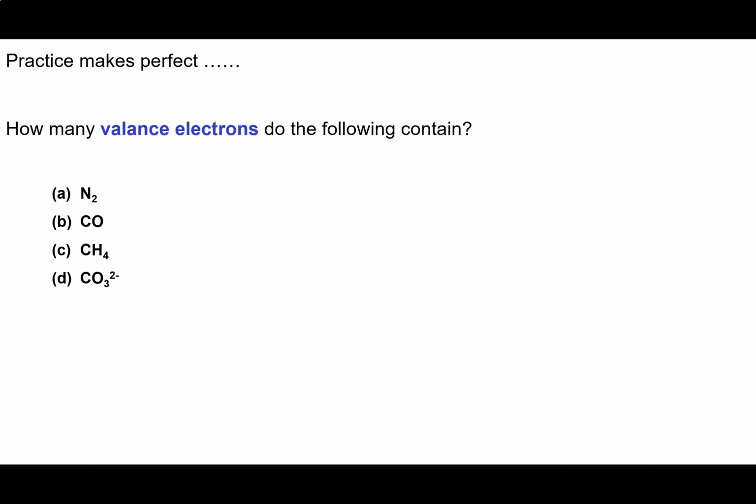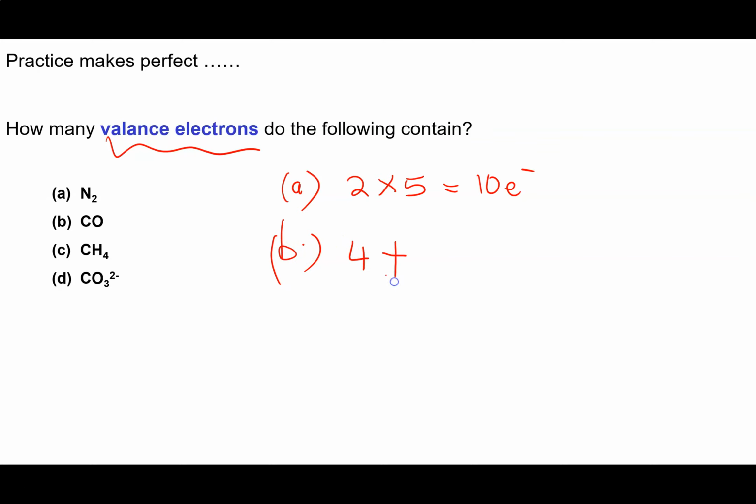So let's go through a few practice problems. Here we're counting up the valence electrons, which is step 1 in our procedure. So we've got 2 nitrogen atoms here, and nitrogen, if you look on the periodic table, is in group 5A. So we've got 10 electrons to put that molecule together. Carbon monoxide: carbon is in group 4A, so it can contribute 4 valence electrons, and oxygen is in group 6A, so that's also going to be a 10 electron molecule.